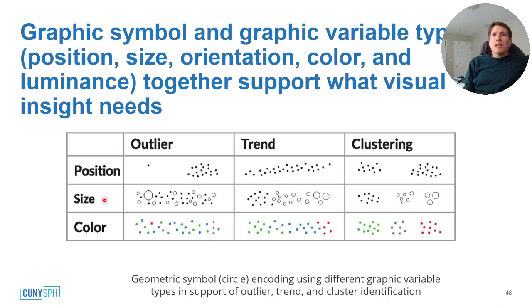Then we already talked a little bit about this, but the graphic symbols and the variables, when we combine them, position, size, orientation, color, luminance, we can support different insights or different needs. Then, for example, position can help us to identify outliers, and we showed that in the bubble graph that we have, because we can see a cluster here, and this one is definitely an outlier. We can identify trends through position. We can see that yes, there is a tendency there, and we can identify clustering by position because there is separation there. But if we want to represent outliers, we can use size.